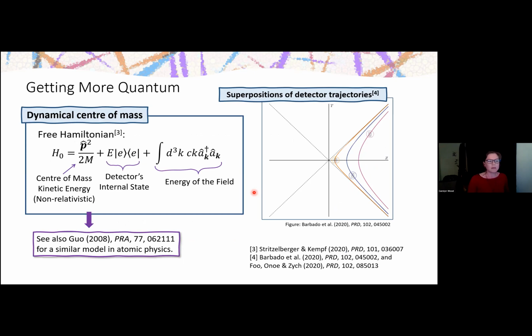Now, there's been recent interest in some more quantum features in the detectors. For instance, there's this work by these two groups here, where the detector follows a superposition of classical paths. And then there's also this model, which adds a quantized center of mass. So the free Hamiltonian picks up a term for the center of mass's energy, and the center of mass can be described by some wave function which can spread coherently. I'm going to refer to this model as the non-relativistic model for the rest of this talk, for simplicity.